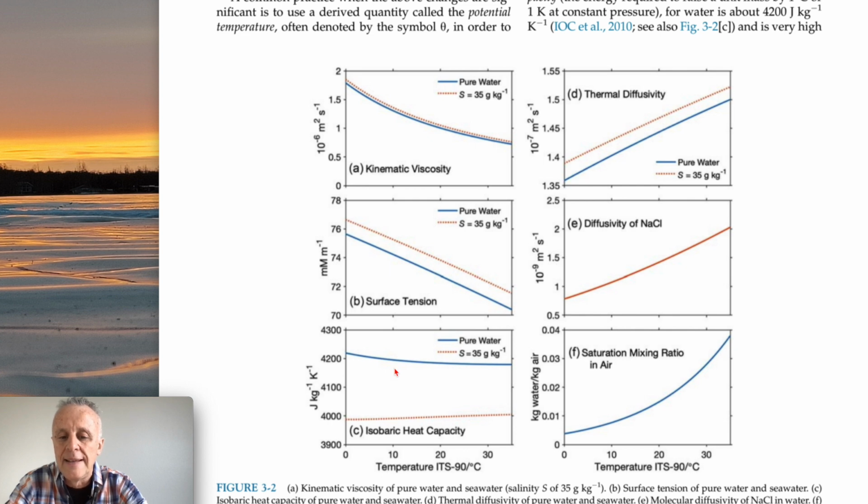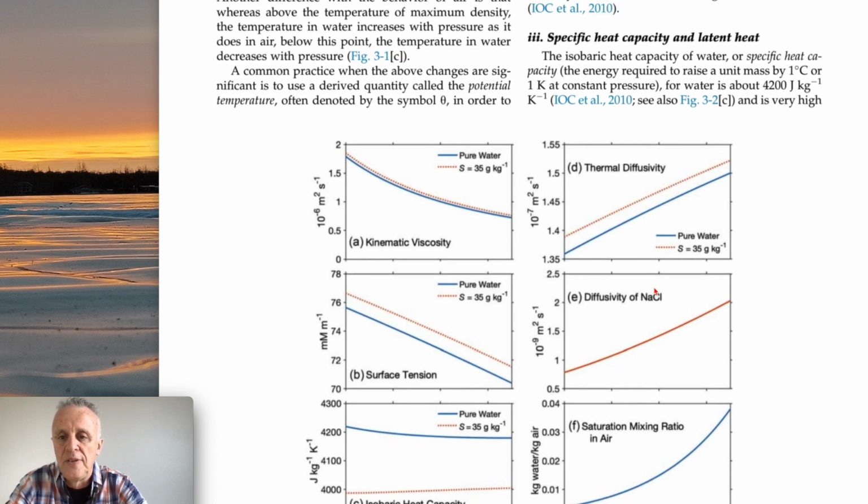The isobaric heat capacity, so there's a little bit of a difference between pure water and salt water. With increasing temperature, for pure water you can see that the isobaric heat capacity, or the capacity of water to store heat, decreases, whereas with salt water it actually increases slightly. The thermal diffusivity, so the ability of substances to diffuse in water, increases for both salt and pure water. The diffusivity of NaCl, or sodium chloride, or salt, so therefore only salt water is mapped, increases with temperature. And then the saturation mixing ratio in air of pure water increases with temperature.